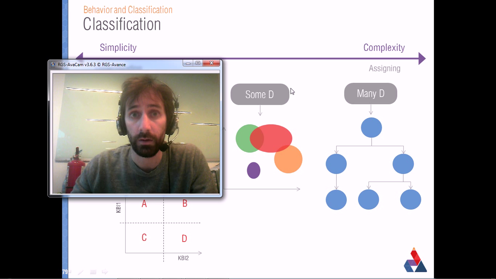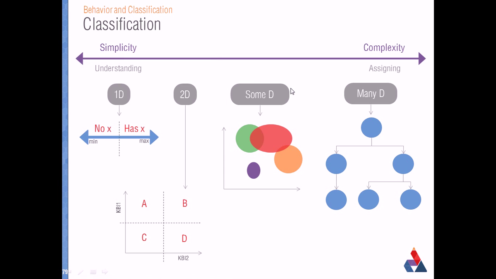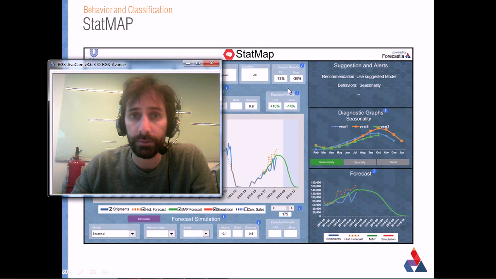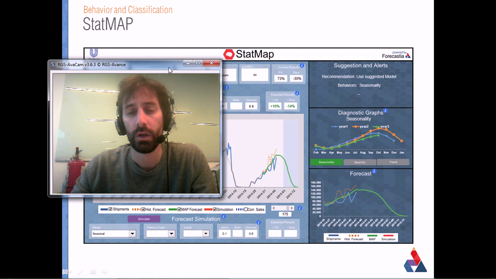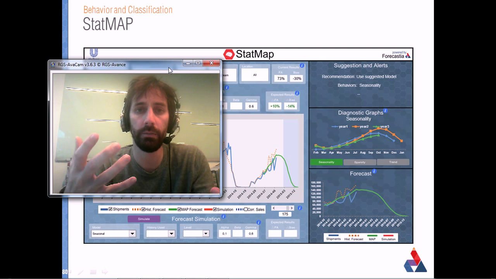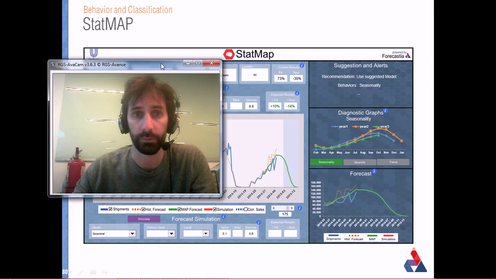This is exactly what, and now I'm going to talk a little bit about the StatMap. This is exactly what the StatMap does. It reads the series through the KBIs, and understanding the KBIs, not looking directly at the series, it will create a suggestion of the model to use based on the behavior of the series that is identified through the KBIs and the behavior of the models themselves.